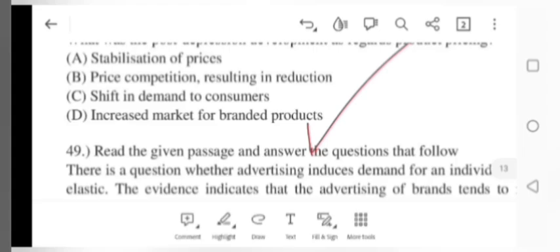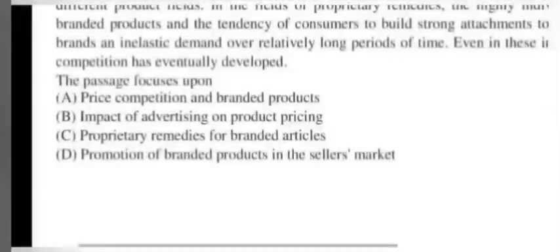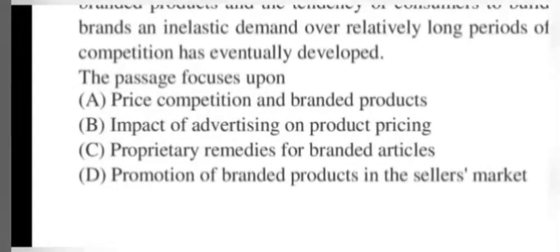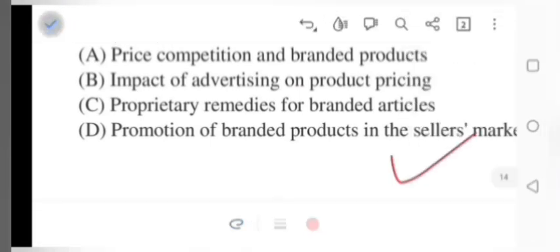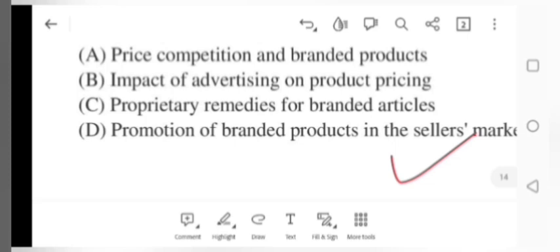Please verify. Last question of this question paper. The passage focuses upon what? Price comparison and branded products, impact of advertising on product pricing, proprietary remedies for branded articles, promotion of branded products in the seller's market. It will be promotion of branded products in the seller's market. That's all. We have actually together finished this question paper.